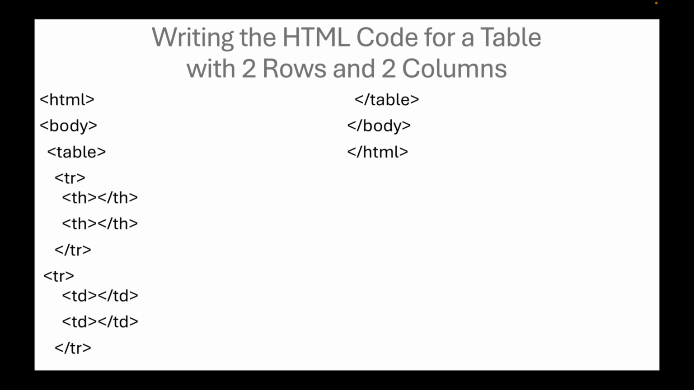First, we should write the HTML code for a table with two rows and two columns. As you can see on the HTML codes, there are two rows and two columns. In TR, they refer to the rows, while the TH refers to the columns. So the more TH you put, the more columns you assign. If you put more TRs, you put more rows.